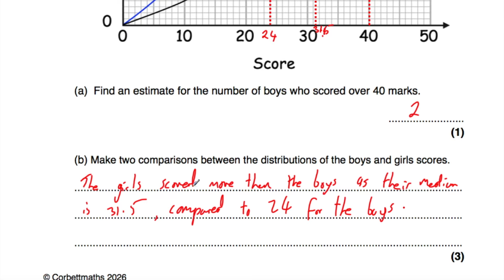Okay, so I've just written down the girls scored more than the boys on average, as their median is 31.5 compared to 24 for the boys. So the girls perform better than the boys.